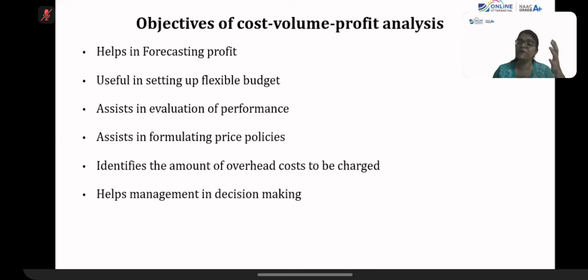So when can you do all these things? When you have price policies. When you know the cost price, you can easily set up your selling price.